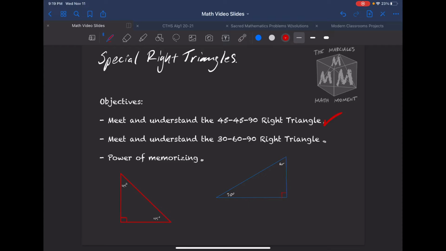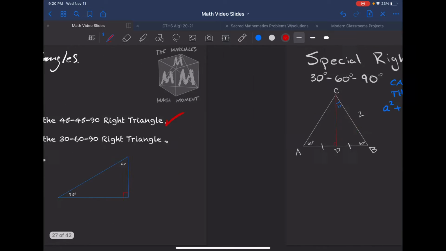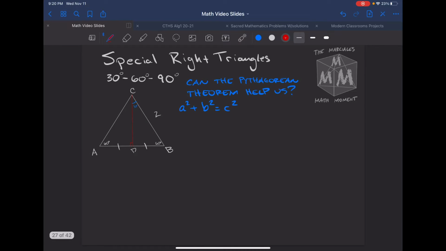We're going to do special right triangles. This is part 2. We're going to meet and understand the 30, 60, 90 right triangle, and then also talk about how powerful it can be to just memorize these ratios. So first we're going to start with an equilateral triangle. I know it's not a special right triangle, but it's where we're going to start.